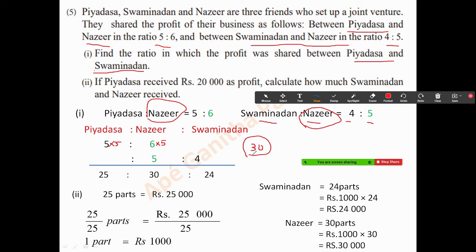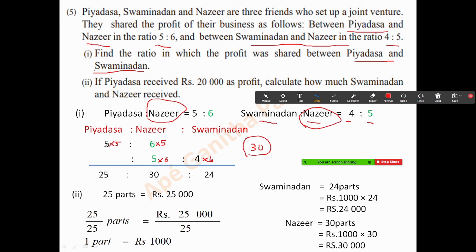Now 5 into what? 30. You have to make 30 here. 5 into 6, 30. So multiply by 6. When we are writing equivalent ratios, if you multiply this side by 6, then you have to multiply this part also by 6. Therefore, I will multiply here also by 6.